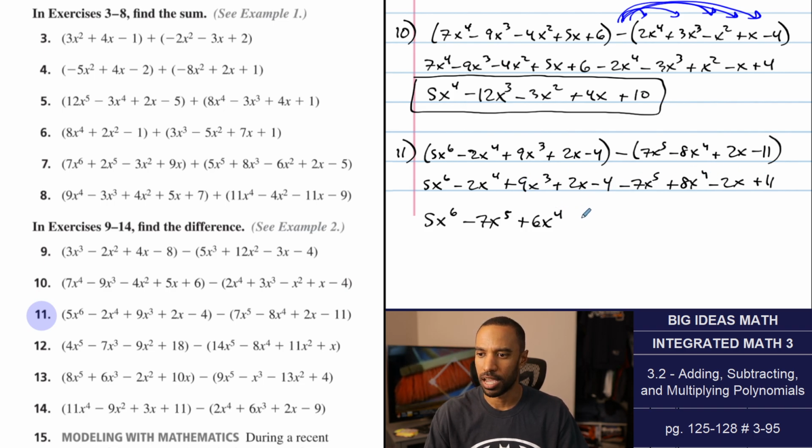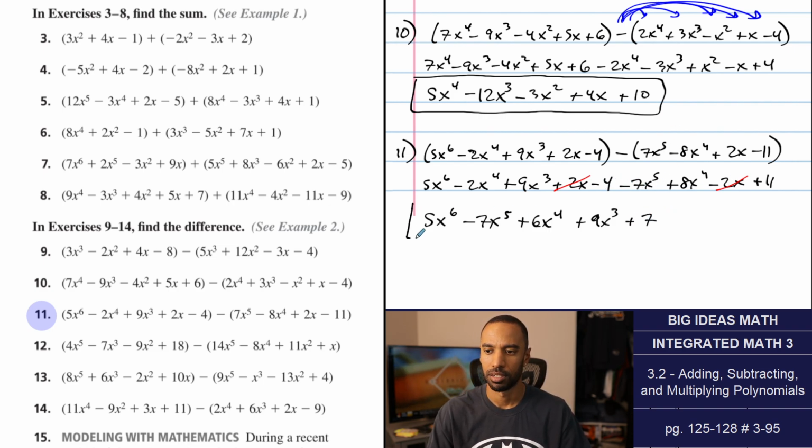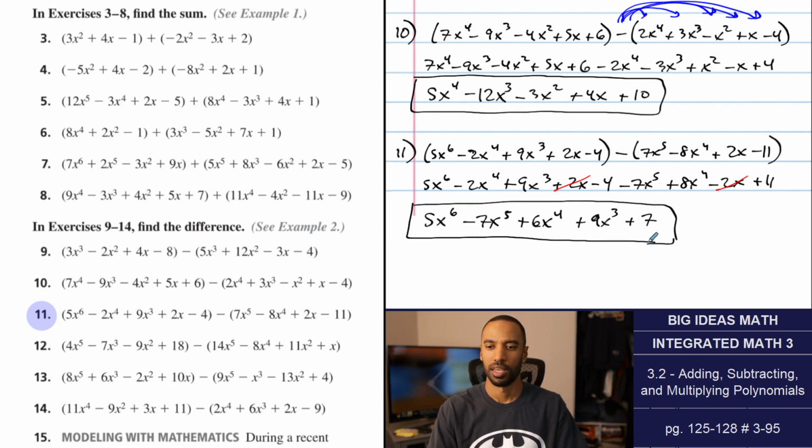9x cubed, nothing there. Any x squareds? No. X's? Yes, and they cancel out. 2x minus 2x is 0, not x. It's 0x, which is 0. Negative 4 plus 11 is 7. A 5-term, 6-degree polynomial. And that's number 11.